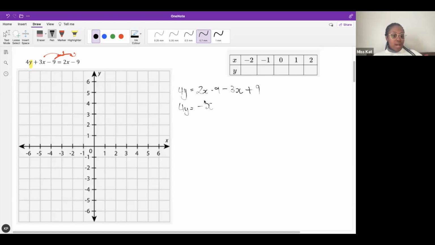Positive 9 minus 9 is 0. So the 9s are gone, right? Now we have to divide by 4 to get rid of it. So let's do that. Divided by 4, divided by 4. Therefore, y equals negative 1 over 4x. You guys said there was a 1 there, right? Now let us substitute to find the points that we are going to be plotting. Is anyone who did this at home?